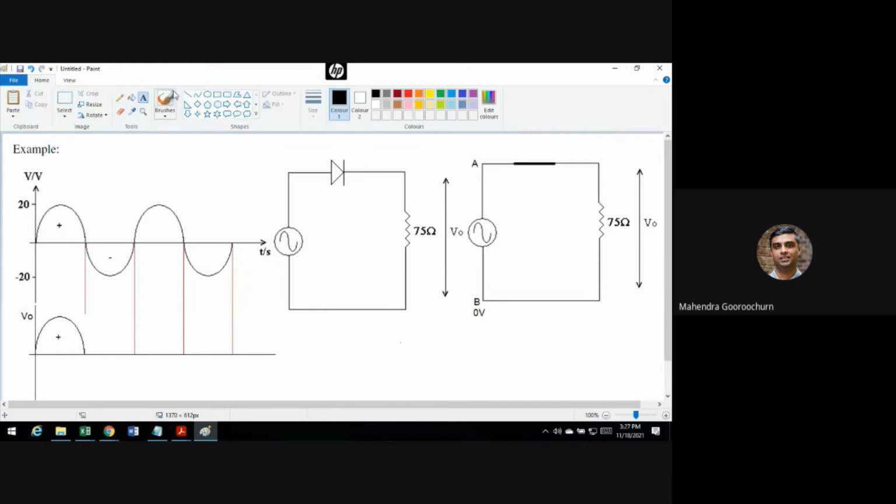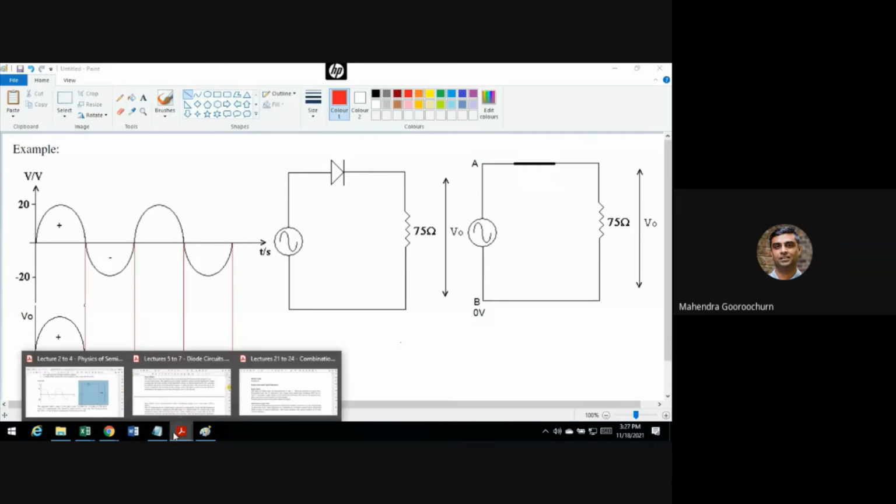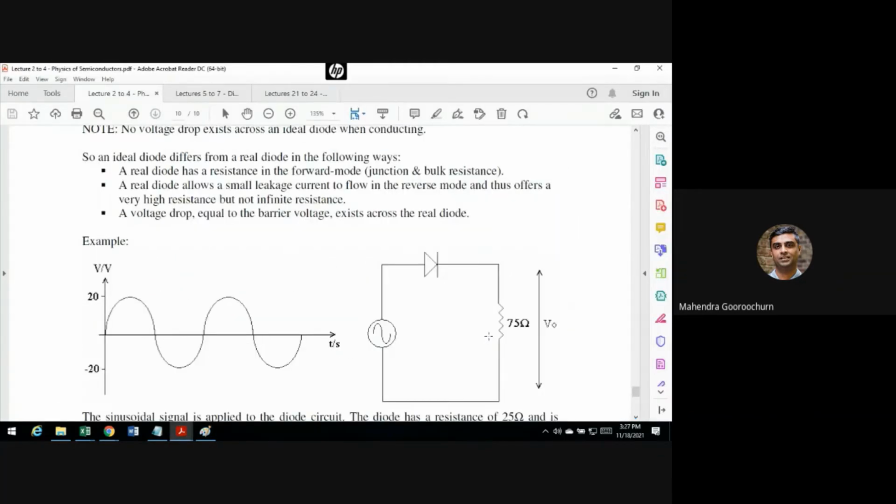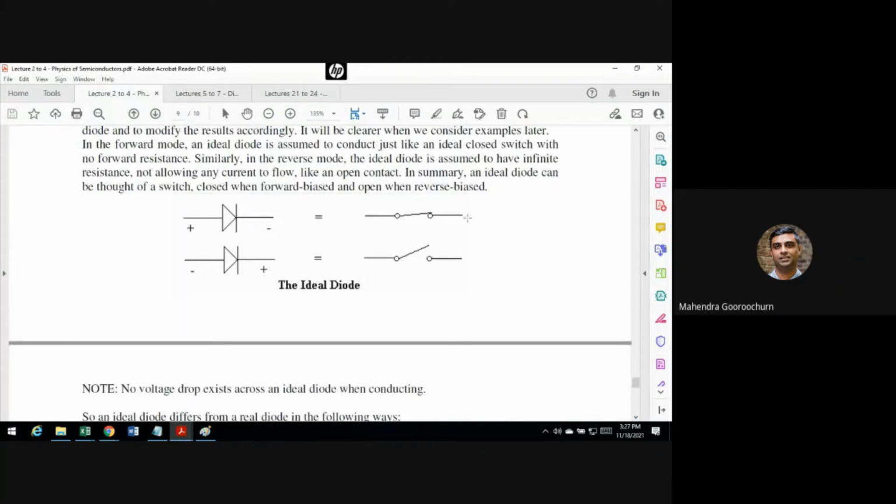That's very simple. Now, what happens in the negative half cycle? Based on what I've just said to you, in a negative half cycle, you can replace your diode by an open circuit. If I just go back to what we said here, in the forward mode, short circuit, we've done that. In the reverse mode, it can be represented as an open circuit. Why? Let me explain this again.